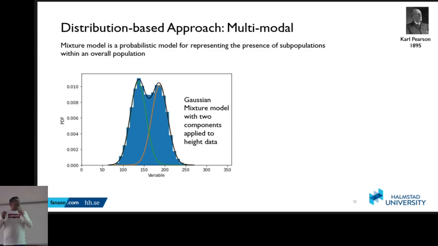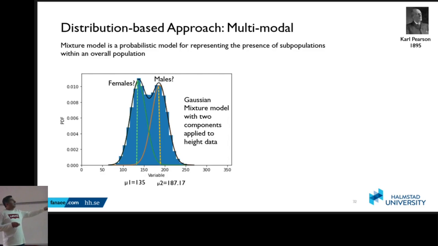Also, as you saw in the examples, our data might have more than one subpopulation. So for instance, males and females, Nordic or Asians. If our data has this kind of property, we need more advanced distributions called mixture models that fit more than one distribution.